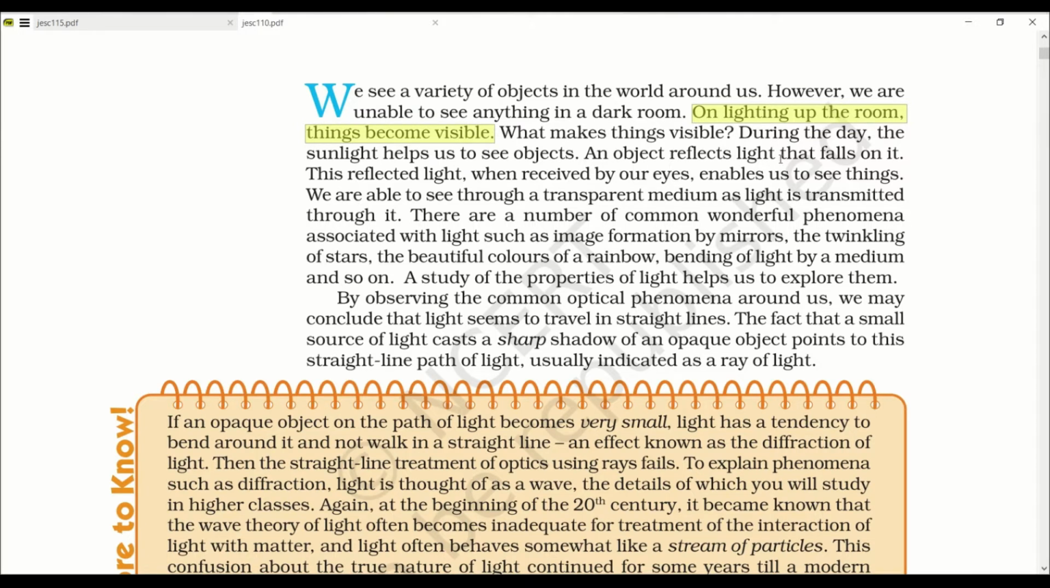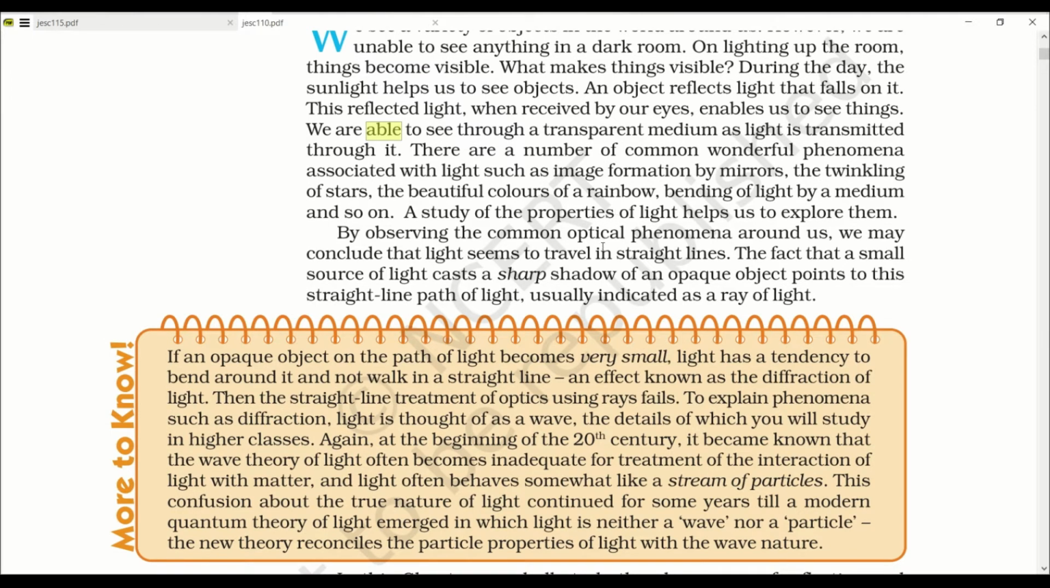An object reflects light that falls on things. This reflected light, when received by our eyes, enables us to see things. We are able to see through a transparent medium as light is transmitted through it. By observing the common optical phenomena around us, we may conclude that light seems to travel in a straight line. So this is one of the characteristics of light, that it travels in a straight line.